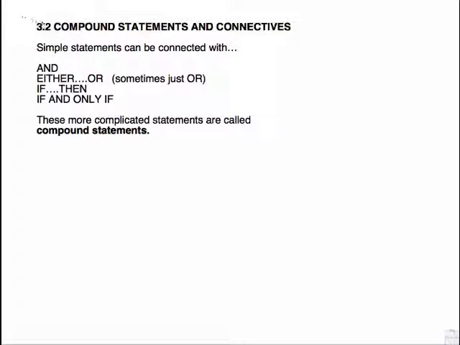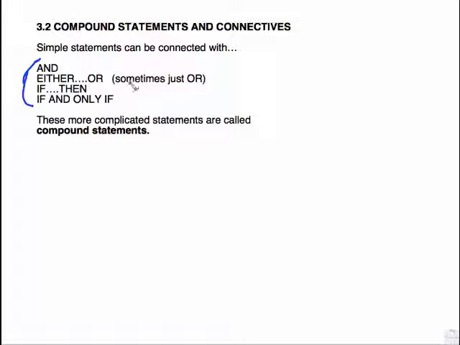Section 3.2 is on compound statements and connectives. Compound statements can be formed by taking simple statements and connecting them with these words. Things like, I will go to the pool and then I will go shopping. I will go to the pool or I will go shopping. If I go to the pool, then I won't go shopping. Or I go to the pool if and only if I go shopping.